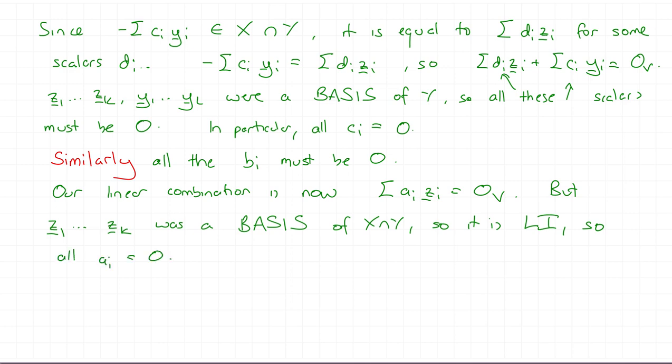Okay, we started with the linear combination, which was the sum of ai times zi plus the sum of bi times xi plus the sum of ci times yi equal to the zero vector, and we've now shown that all of the a's, all of the b's, all of the c's are 0. It follows that the z's followed by the x's followed by the y's, let's get these indices right, is linearly independent. We've shown that it's linearly independent. We've shown that it spans X plus Y. So it's a basis for X plus Y, and we're done.